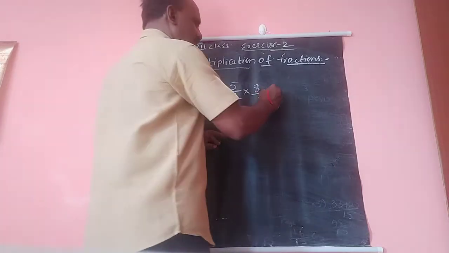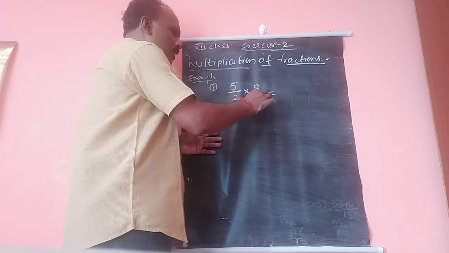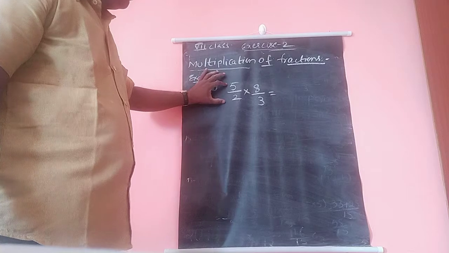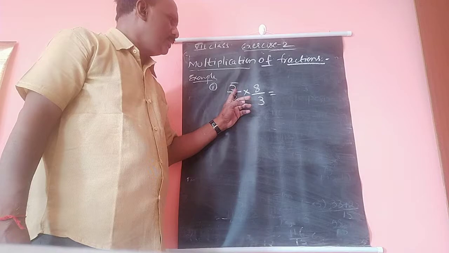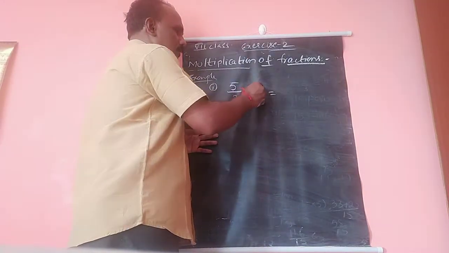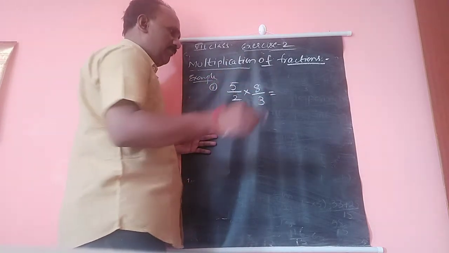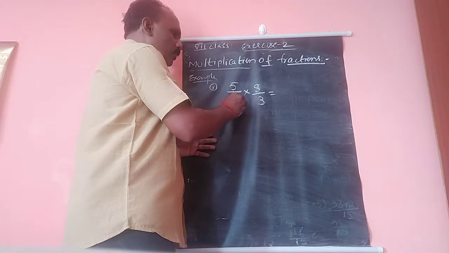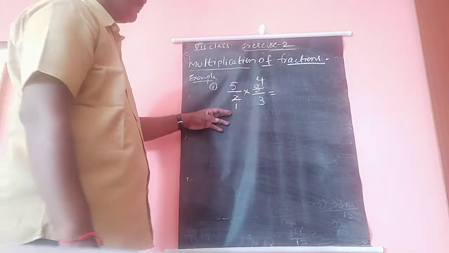First, you can observe whether any numerators and denominators can be cancelled or not. Looking at this problem, 5 by 2 into 8 by 3, is there any possibility of cancellation? Yes, there is. The 2 and 8 can be cancelled. 5 and 3 won't. 2 and 8 are even numbers. They will be cancelled by the second table: 2 ones are 2, 2 fours are 8.